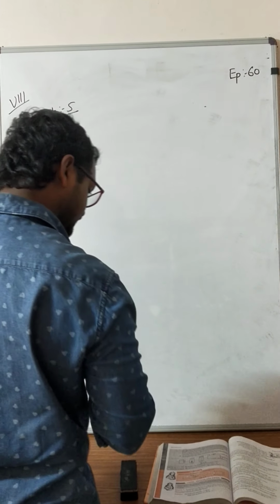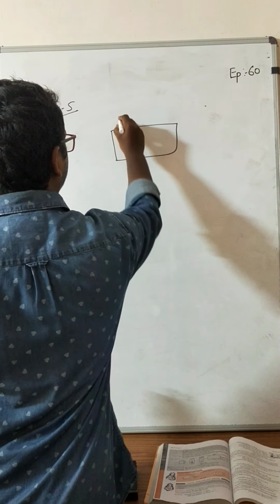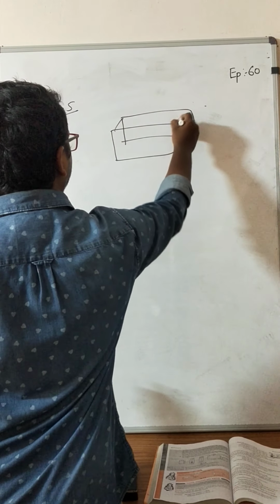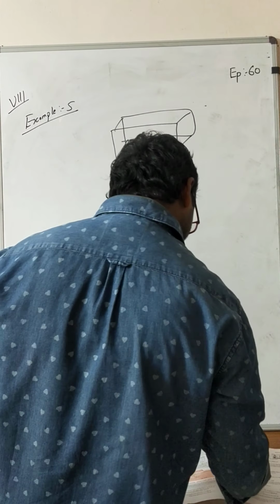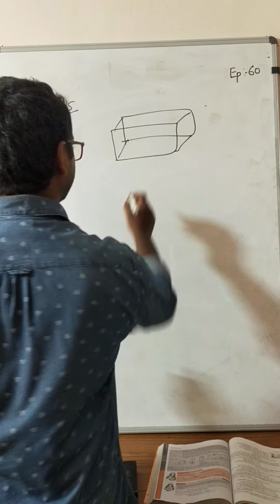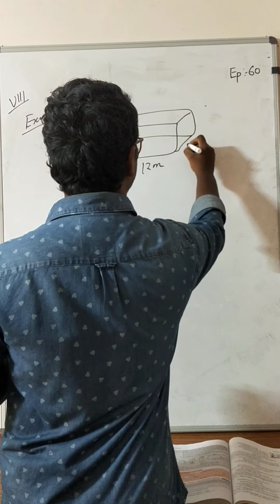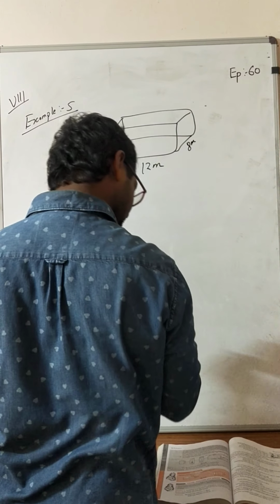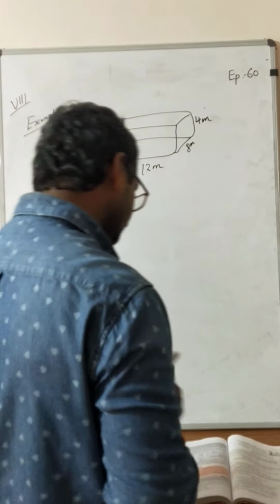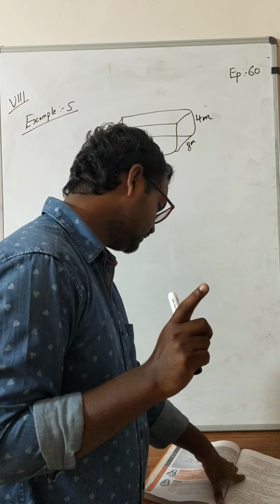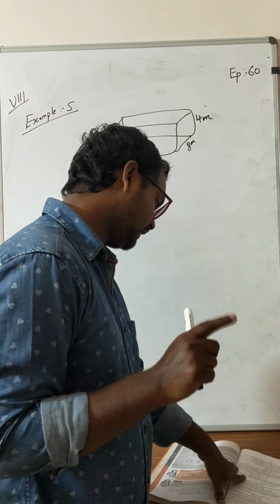Example 5. In this we are given a cuboidal room of length 12 meter, breadth 8 meter and height 4 meter. Now find the total cost of whitewashing all four walls of a room, if the cost of whitewashing is 5 per meter square.